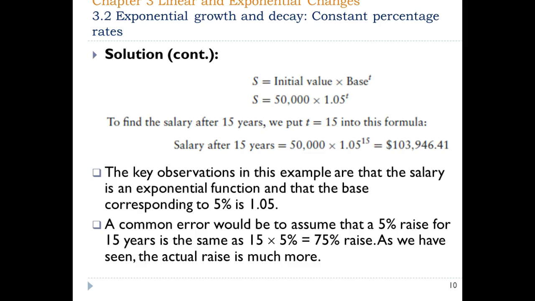The key observation in this example is that the salary is an exponential function and the base corresponding to 5% is 1.05. A common error would be to assume that a 5% raise for 15 years is the same as 15 times 5%, which is a 75% raise. The actual raise is much more.